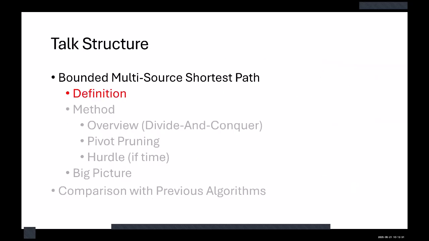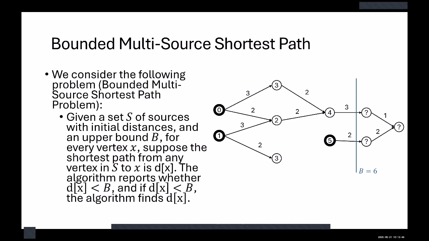Okay. So with that settled, I will begin describing my algorithm. First I will describe a variant on the single source shortest path problem called the bounded multi-source shortest path problem. So first I will give the definition.